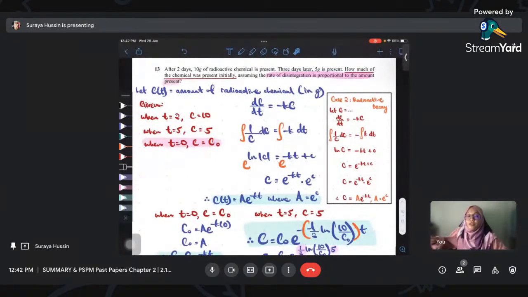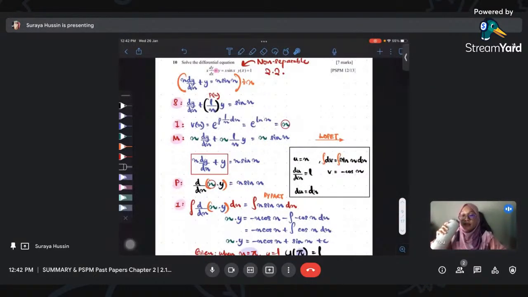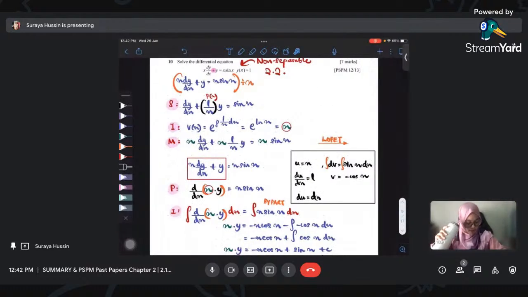Okay, so now we can go to the applications. So kita ada lagi setengah jam. Bagi saya minum kejap. Kamu boleh tengok dulu nombor 10 ni. Okay, saya nak minum sekejap.